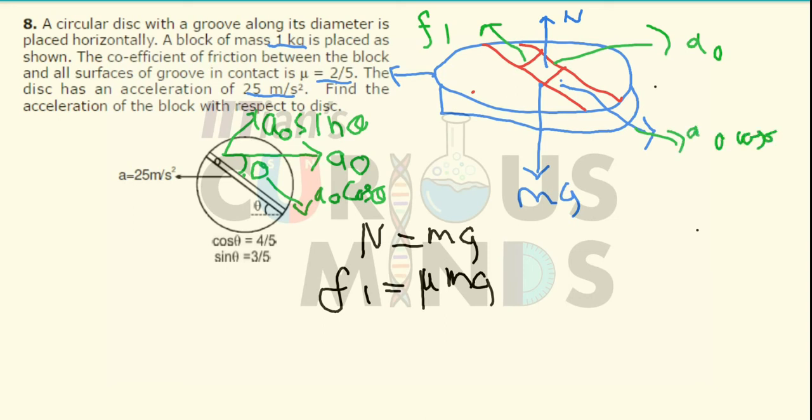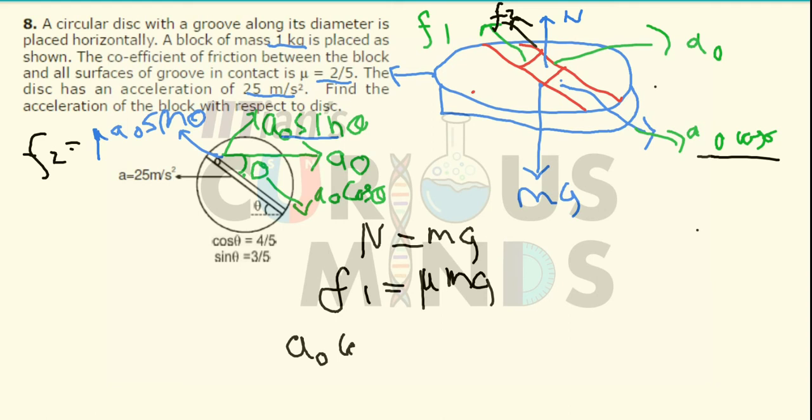There will be a friction force which acts in the opposite direction over here, due to the A naught sin theta, equal to mu A naught sin theta. Now the resultant force due to the acceleration: there will be a friction force which acts in the backward direction. Let the friction force be F2, acting in the opposite direction. So the resultant force is A naught cos theta in this direction, and F1 and F2 in the backward direction. So A naught cos theta minus F1, or first I will write F1 minus F2, will be equal to MA.